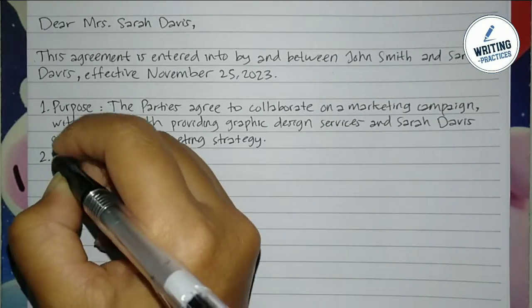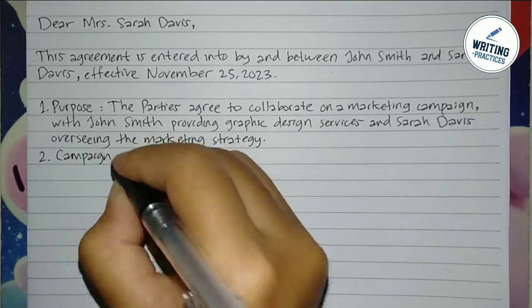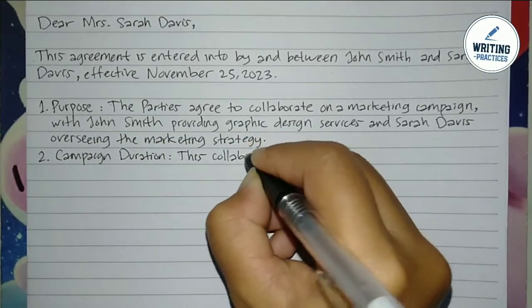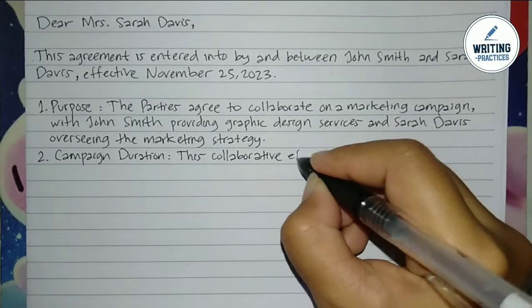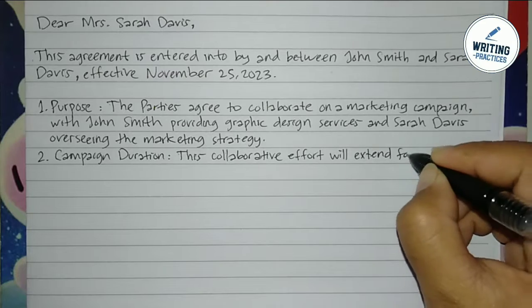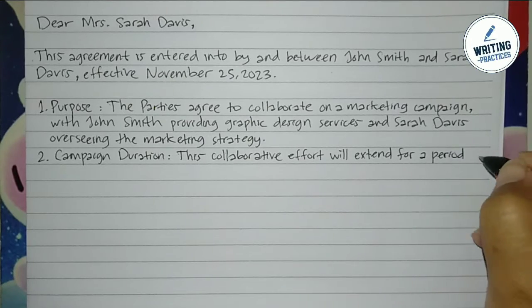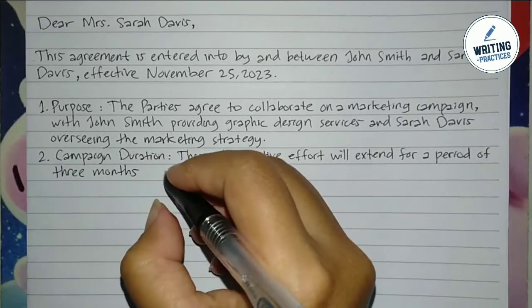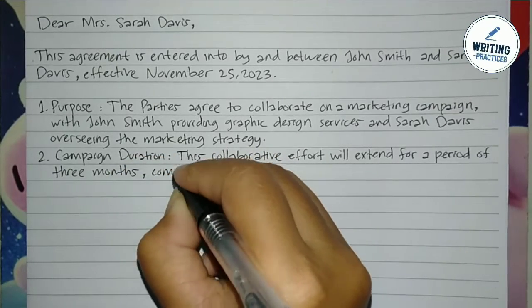Number 2. Campaign duration. Write the prompt date by using the format of month, date, and year. For example, this collaborative effort will extend for a period of 3 months, commencing on December 1, 2023.